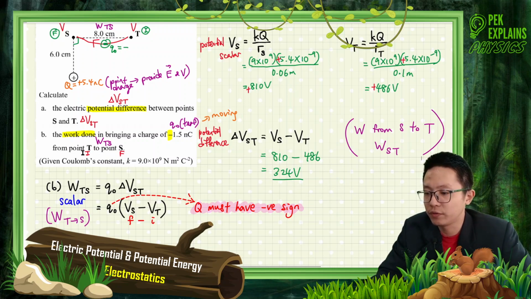Now, this is work done from T to S, so it's work done TS. So now I want to find work done TS.